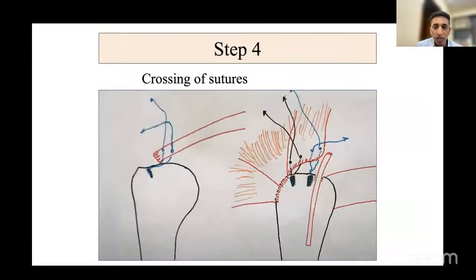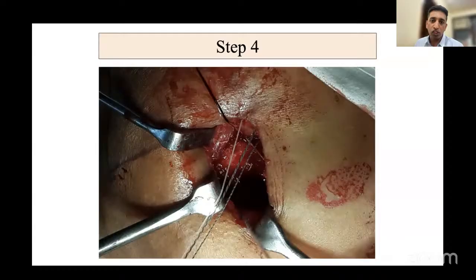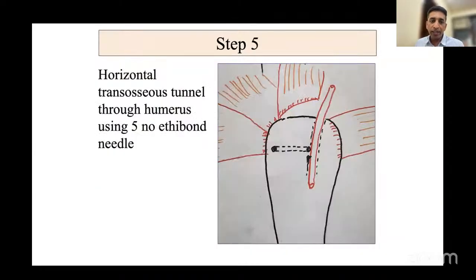Then once we are done, we just cross the stitches, just like for creating either a speed bridge or a suture bridge. That's how we cross the stitch. And then we create a horizontal transosseous tunnel at a distal level, along the lateral margin of the bicipital groove. The advantage of this is that the bone stock at the bicipital groove is very good. The suture doesn't tend to cut, and the more distal you go, the better the bone stock.